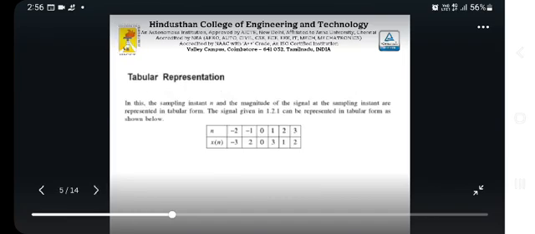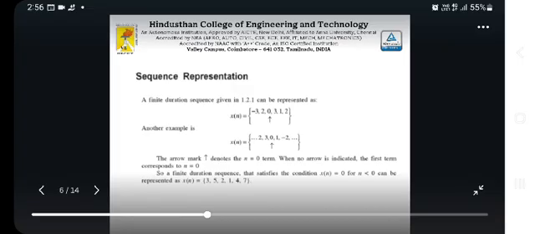Next one is a tabular representation. We can represent the signal in a table, that is, what the n values are and what the x of n values are. For example, n equal to 0 means x of n equals 0. Suppose n equal to 2 means x of n equals 1. This is a tabular representation. Next one is a sequence representation. Here we can represent the signal as a sequence. That is, x of n is equal to minus 3, 2, 0, 3, 1, 2. The arrow mark denotes the initial value of the signal.